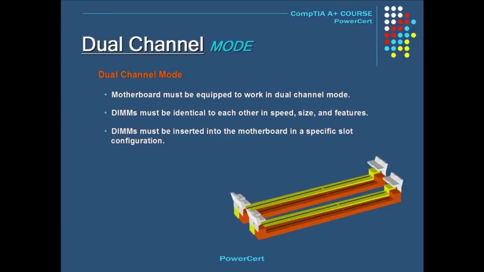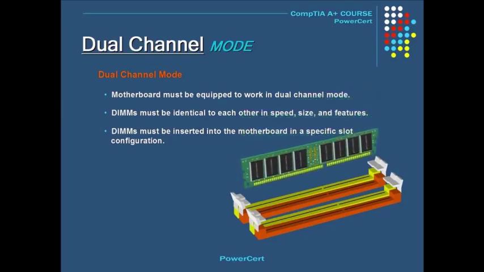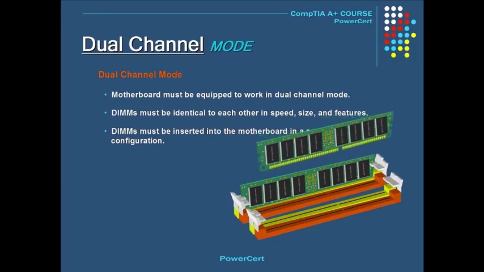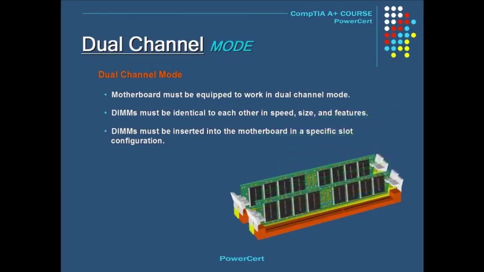Typically, the memory slots will be color-coded to help assist in identifying where the DIMMs should be inserted. For example, here we have some dual-channel memory slots. So in order for dual-channel to work, you need to install a pair of identical DIMMs in the slots of the same color. In this case, we put a pair of DIMMs in the yellow slots.